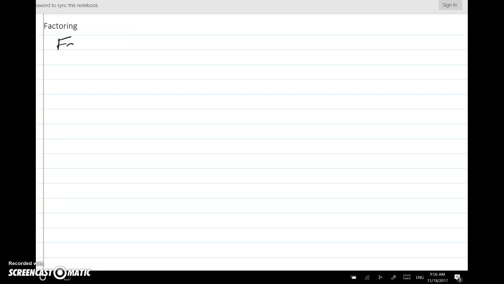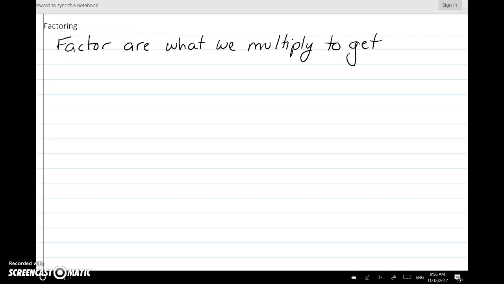Remember, factors are what we multiply to get a product. So if I multiply 3 times 4 to equal 12, 3 and 4 are my products. Sorry, not my products. Oops, my factors.